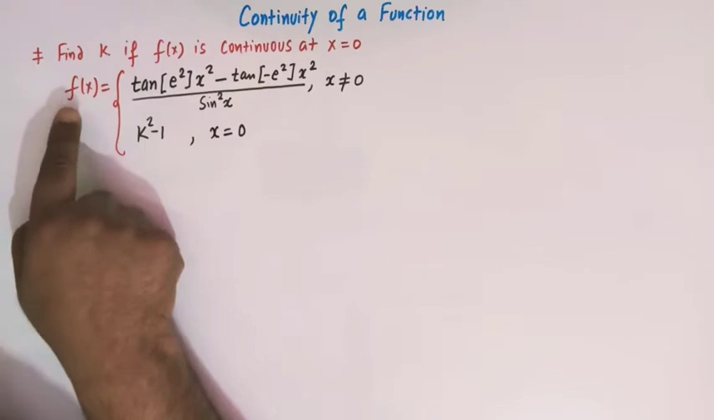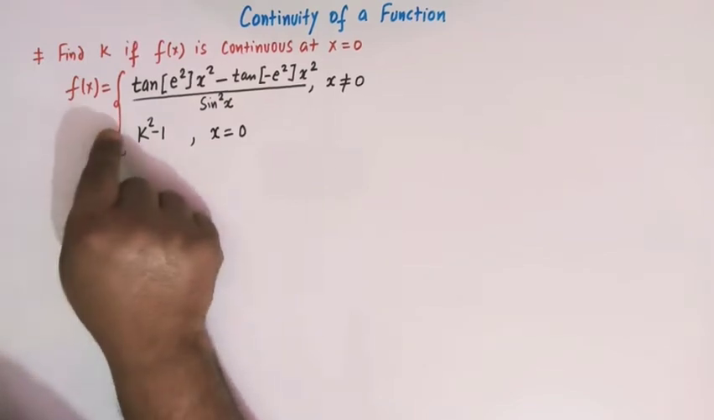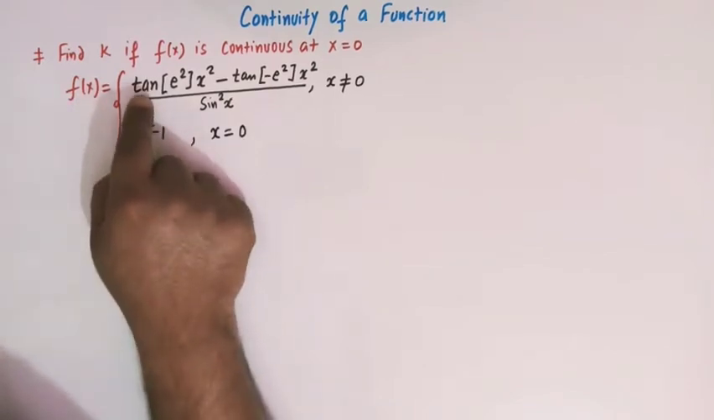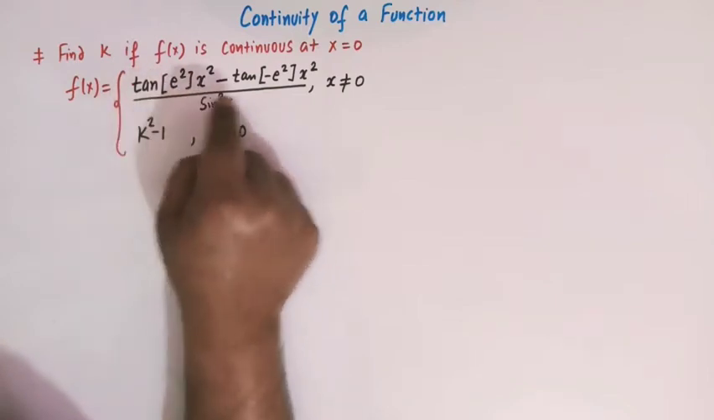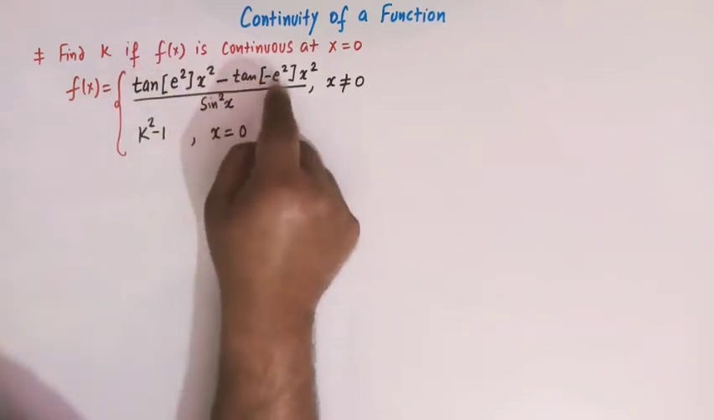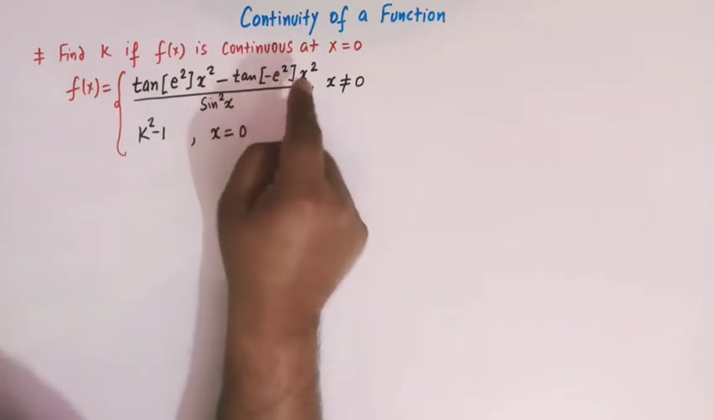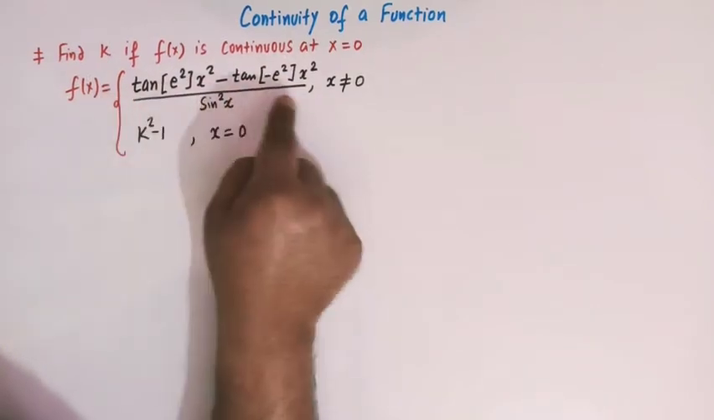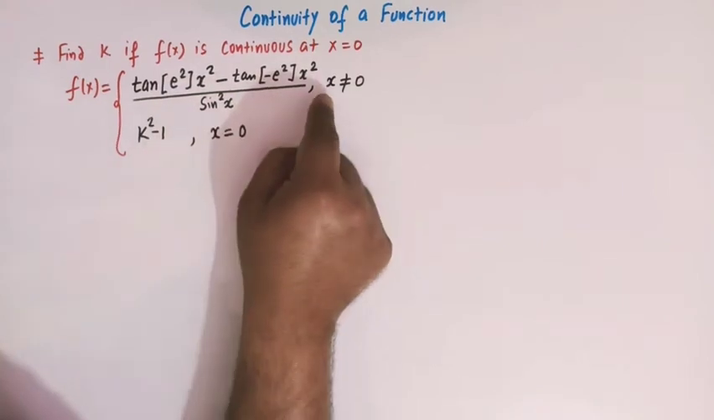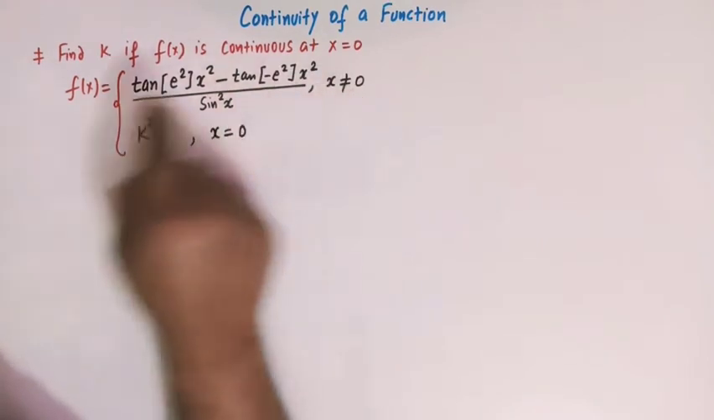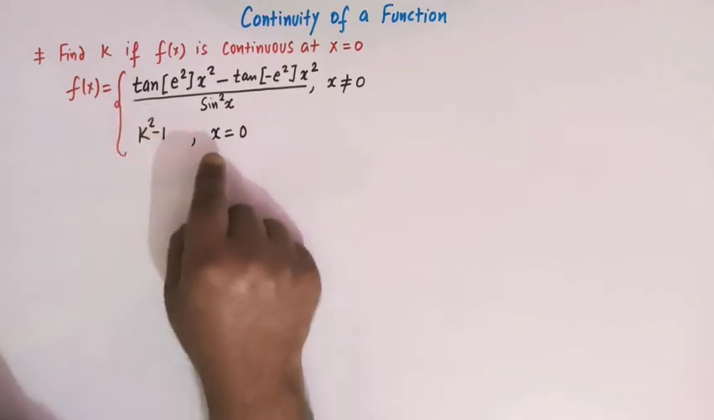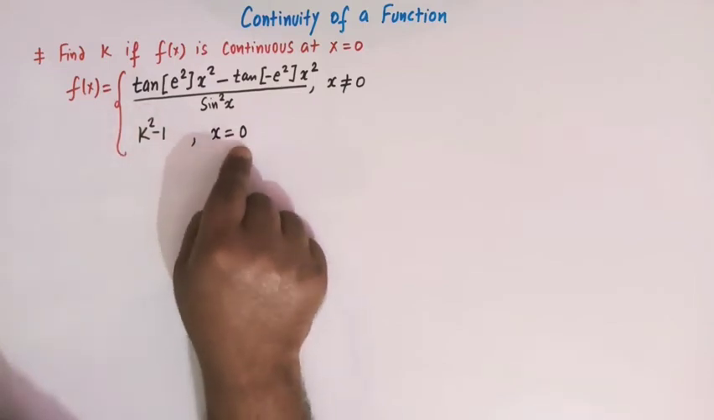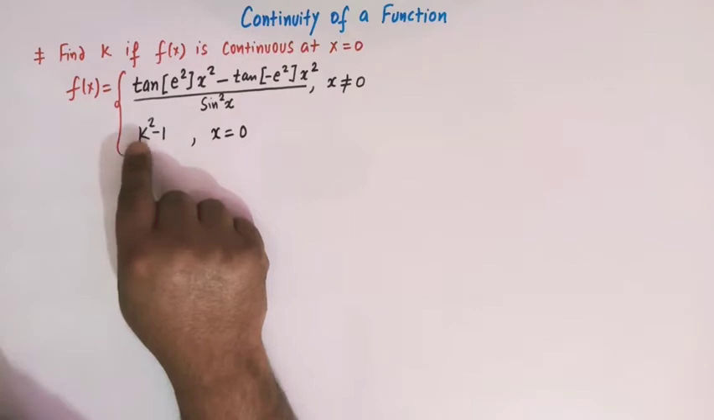And here the function f of x is defined as tan of greatest integer of e square x square minus tan of greatest integer of minus e square x square, divided by sine square x, whenever x is not equal to 0, and f of x is equal to k square minus 1 when x is 0, where k is some real number.